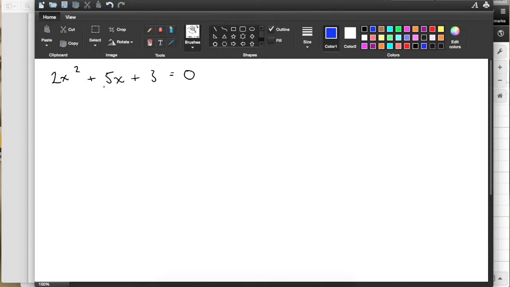The first thing I'm going to do is identify our numbers a, b, and c. So there they are: 2 is a, 5 is b, and 3 is c. Now I'm going to write out the quadratic equation. It's a good idea to always write it out first, just so we know you're using it correctly and to avoid making any silly little mistakes.